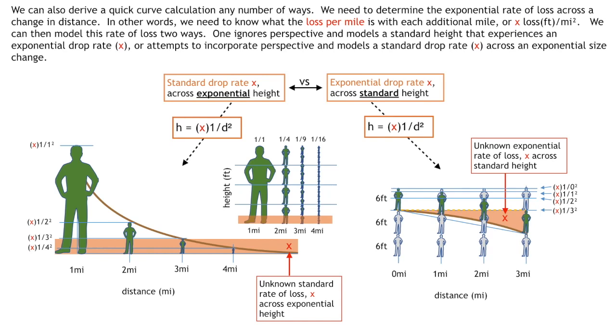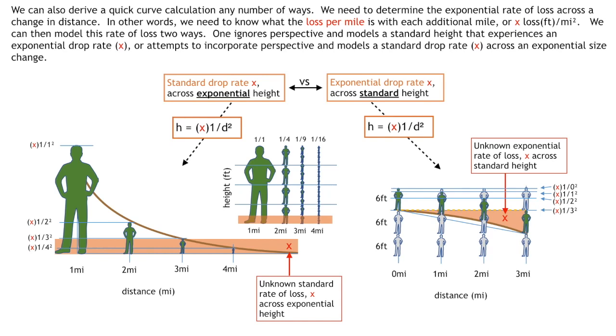So here we have our two possible ways to model this, but the same equation. You have a standard drop rate x across an exponential height change, which you could then place into perspective to view something getting smaller with distance and parts of it getting cut off with that distance. So height is equal to x, some constant, some unknown standard rate of loss, across 1 over the distance squared to give us our exponential height change.